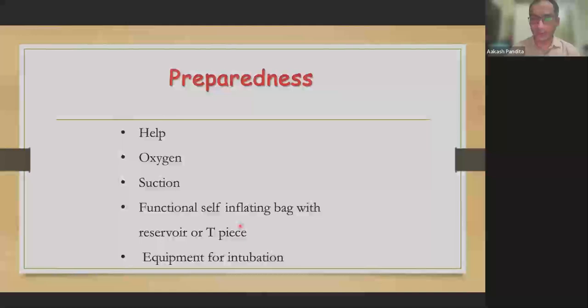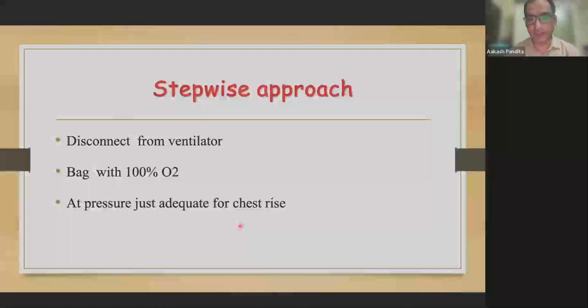Now, whenever there is an acute deterioration, we should always call for help, which may be another doctor or a sister. We should have an oxygen supply, suction, and an Ambu bag or a T piece in place, and we should also have equipment like a laryngoscope and a new ET tube ready in case we need to change the ET tube.